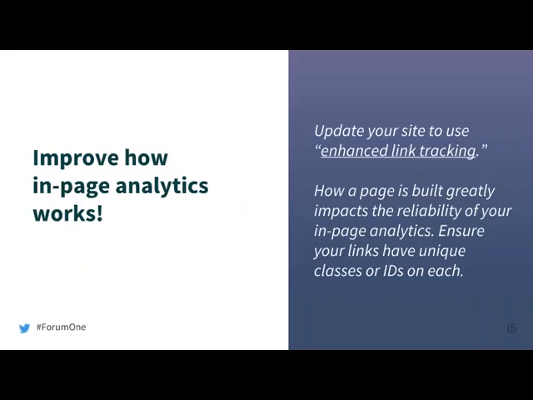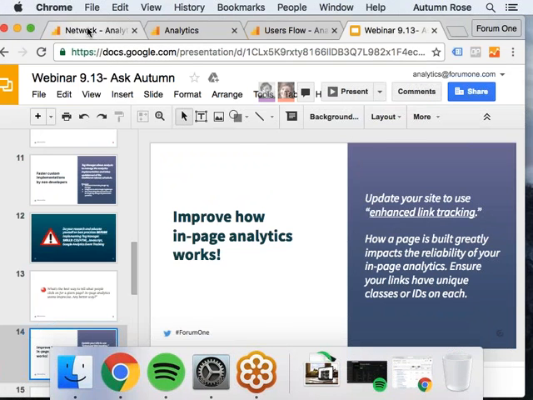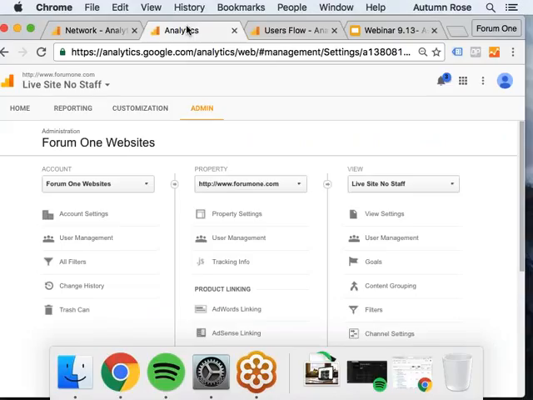But you know what? They have, within the last year, really improved how in-page analytics works. There is a new functionality called enhanced link tracking. The key here is that you have to turn it on. Surprise. I just want to show you really quick, and there's a whole list of screenshots here in the blog post on how to turn it on. I'm just going to show you an example within the Forum 1 site.